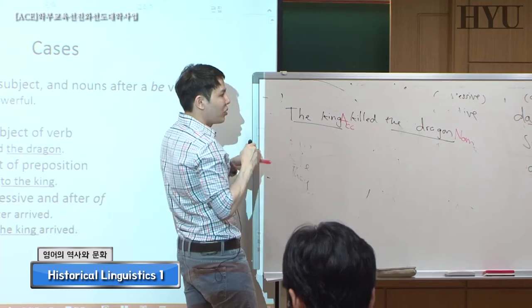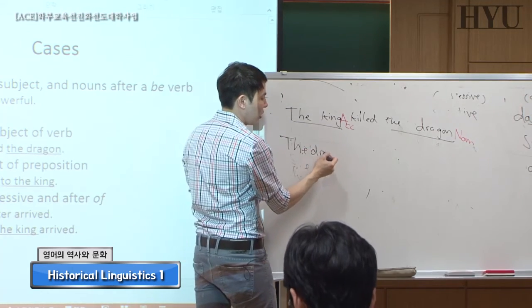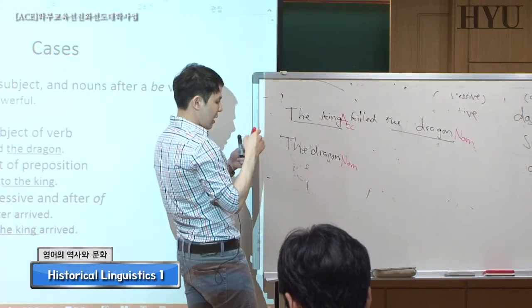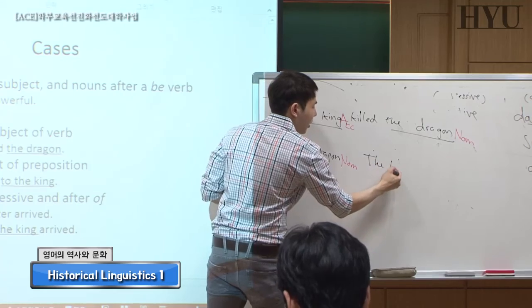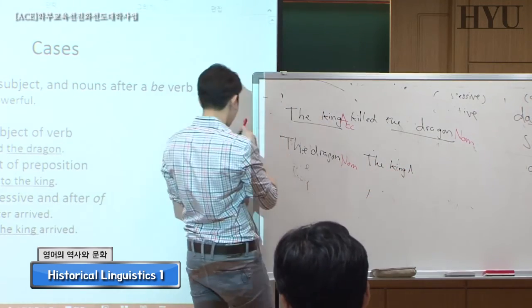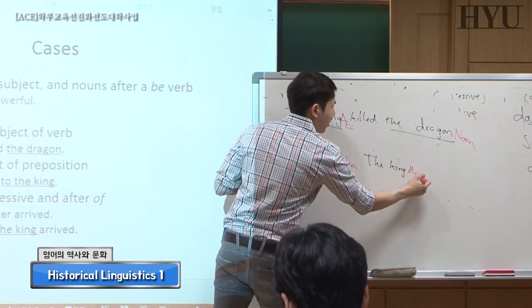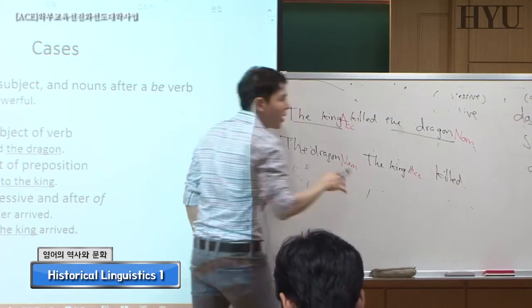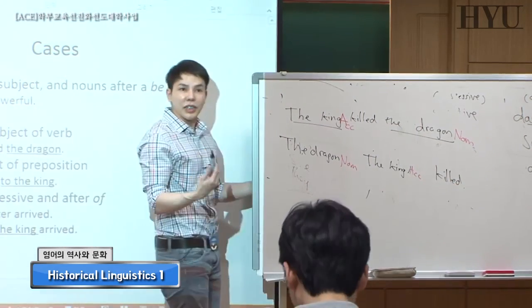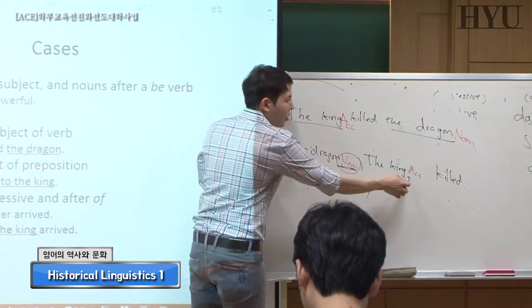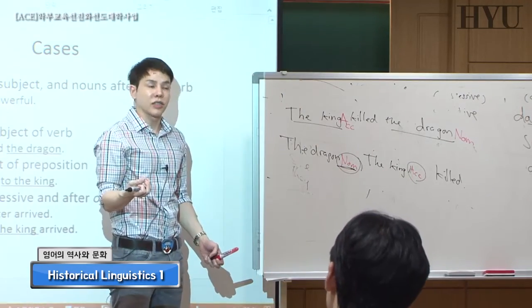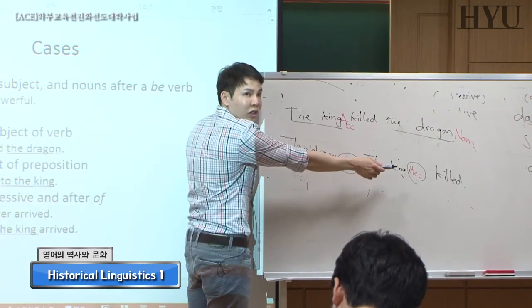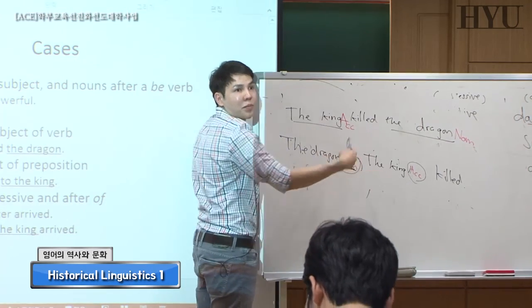So it doesn't matter whether you write it like this, the dragon, and then nominative, and then the king, accusative, and then kill as the final verb. It doesn't matter how you arrange the word order because you already know who does what by looking at the case ending, the suffix, right? The suffix will tell you, oh, that's nominative, so it must be the subject of kill. Oh, that's the accusative, it must be the object.